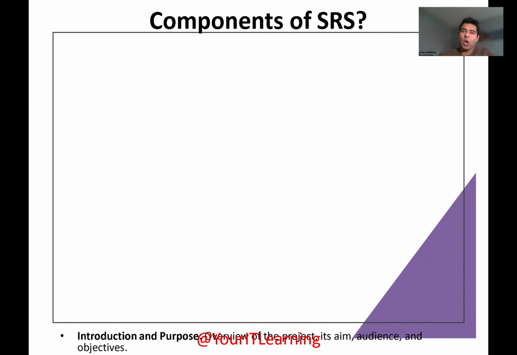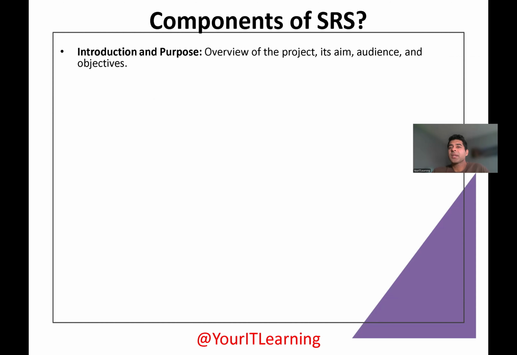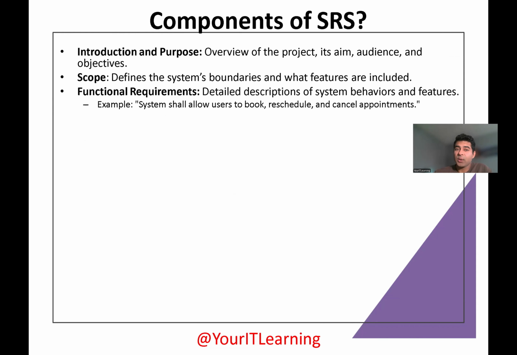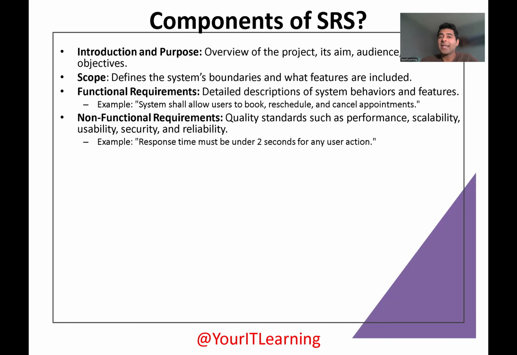Now let's talk about what are the components of SRS. Introduction and purpose: it overviews the project, its aim, audience, and the objective. Scope: it defines the system boundaries and what features are included. Functional requirements: it details the description of system behavior and features. For example, the system shall allow users to book, reschedule, and cancel appointments. Non-functional requirements: quality standards such as performance, scalability, usability, security, and reliability. For example, response time must be under 2 seconds for any user action.